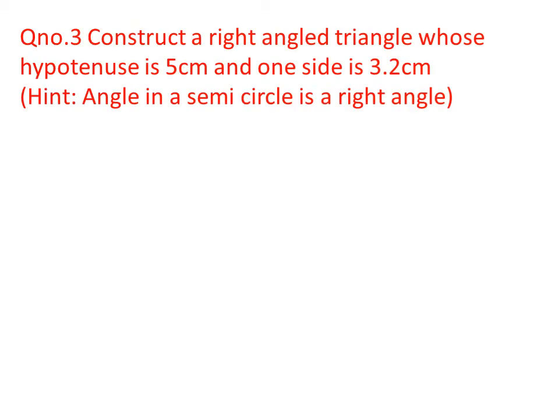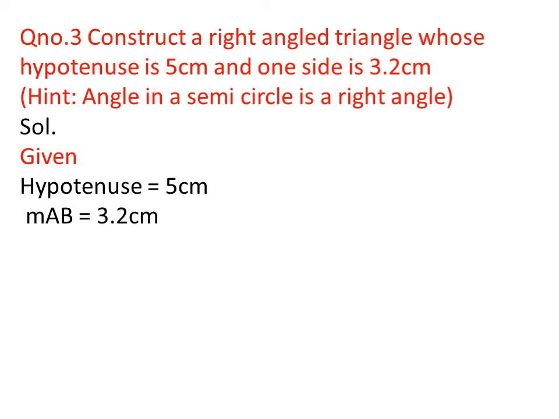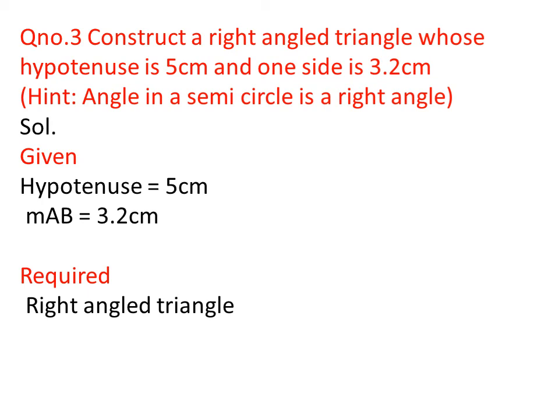Next is question number 3. Construct a right angle triangle whose hypotenuse is 5 cm and one side is 3.2 cm. Hint is that angle in a semicircle is a right angle. It means that we have to construct a right angle triangle. It is given that hypotenuse equal to 5 cm and measure AB equal to 3.2 cm. One side is given and hypotenuse is also given. We have to construct a right angle triangle in which one angle must be of exactly 90 degree.